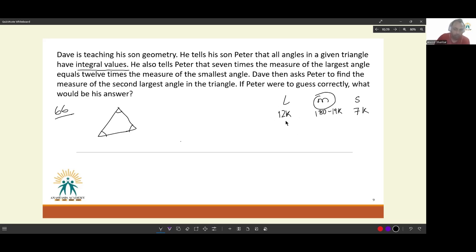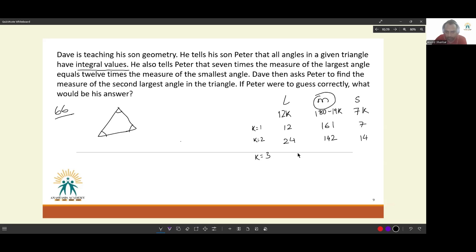So I know K can be equal to 1. So this will be 12. This will be 7. 19 from 180 gets me to 161. I will stop when I find an acceptable case where the first number is greater than the second number, which is greater than the third number. This is not there because L is smaller than M. So I go for K equal to 2. I get 24. I get 14. 180 minus 38 will get me to 142.